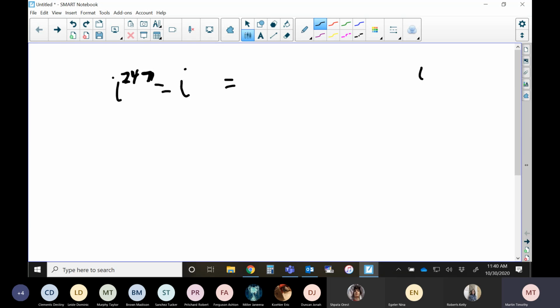Meaning i to the first is equivalent to this, like finished. I want i to what power. So you've got to fill that in, and you've got to fill in what that's equivalent to. To the 3rd power. Perfect.